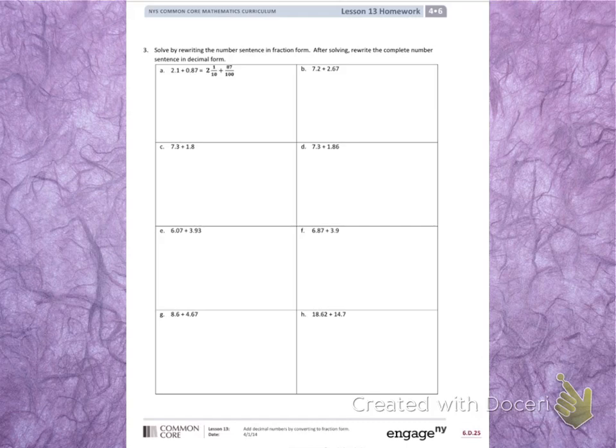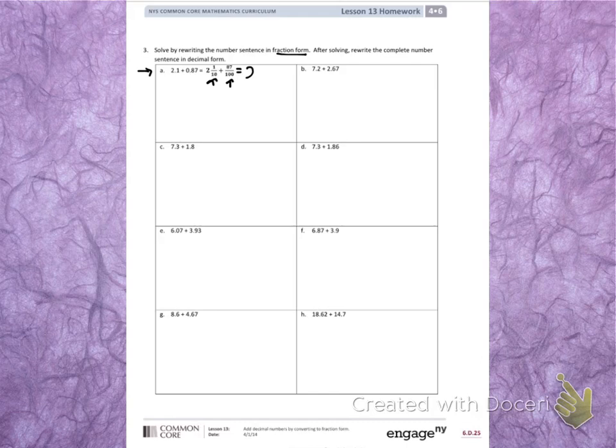Letter A has been started for us, so let's take a look and see what they're doing with letter A. It's 2 1/10 added with 87 hundredths. To make that into fraction form first, because that's what they're asking us to do, we would call it 2 1/10 added with 87 hundredths.